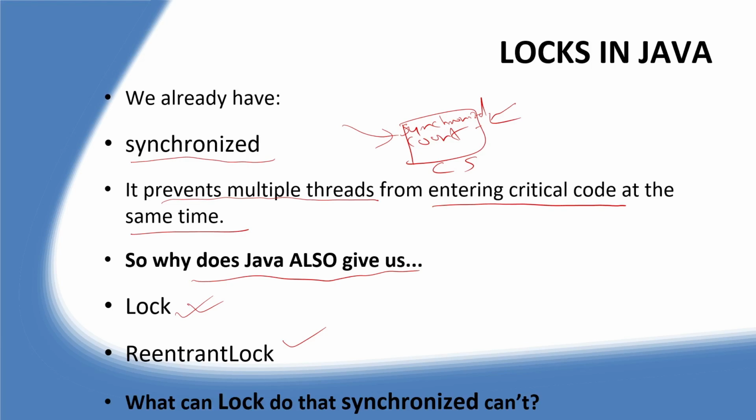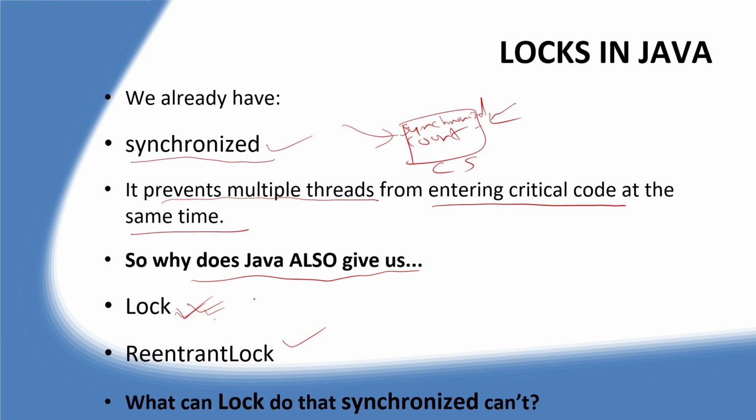Okay, so the answer is control. Java is giving us control to lock or unlock manually with this kind of API. In synchronized, locking and unlocking were executed by Java automatically. Here we have more control for locking and unlocking. We will see how it works.